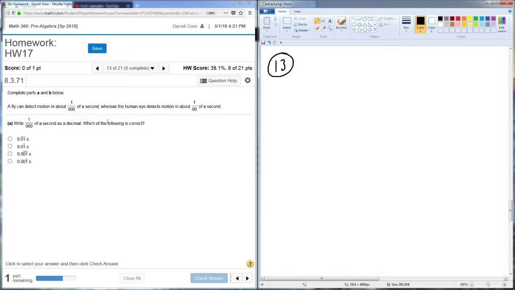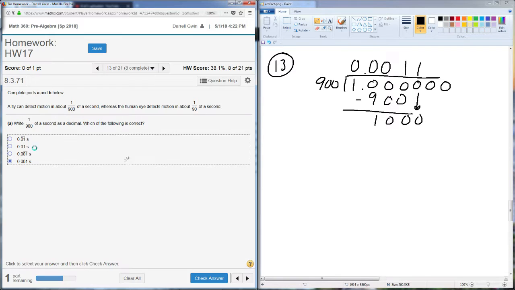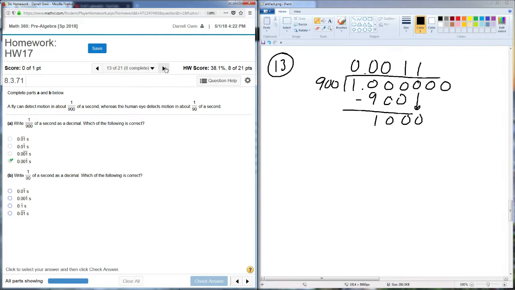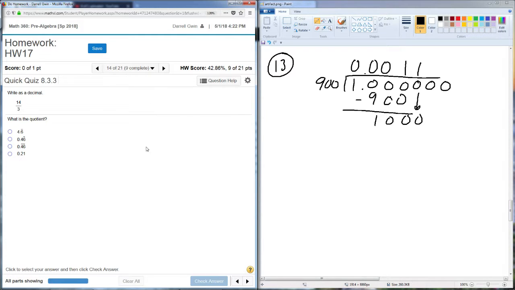Write 1 over 900 as a decimal. So inside goes the first number, 1.0000000, divided by 900. First of all, 900 does not go into 100. It goes into 1,000 one time. So 900 subtracts, you get 100. It's 1111, so 0.001 bar. Not too bad. I believe it's 0.01 bar. That's a guess. I guessed correctly, because it does the same thing.